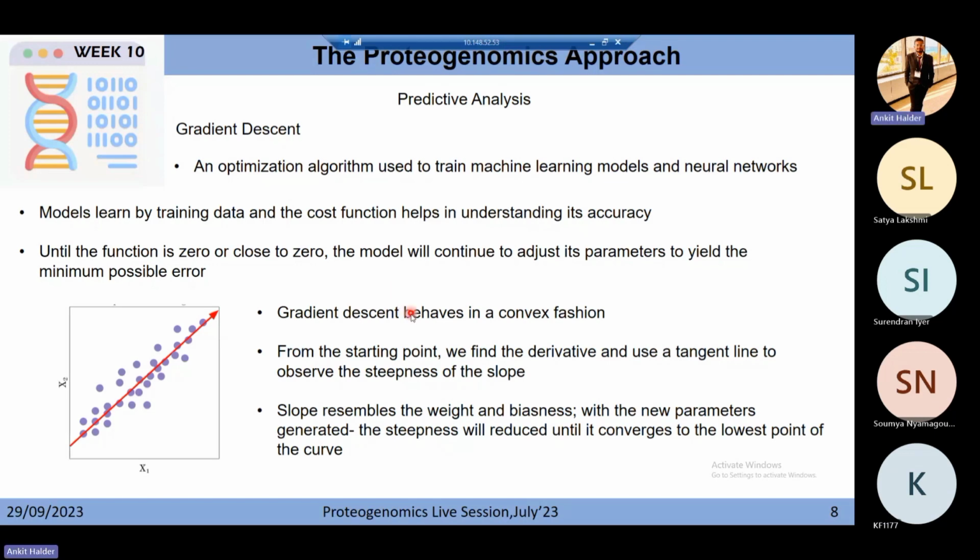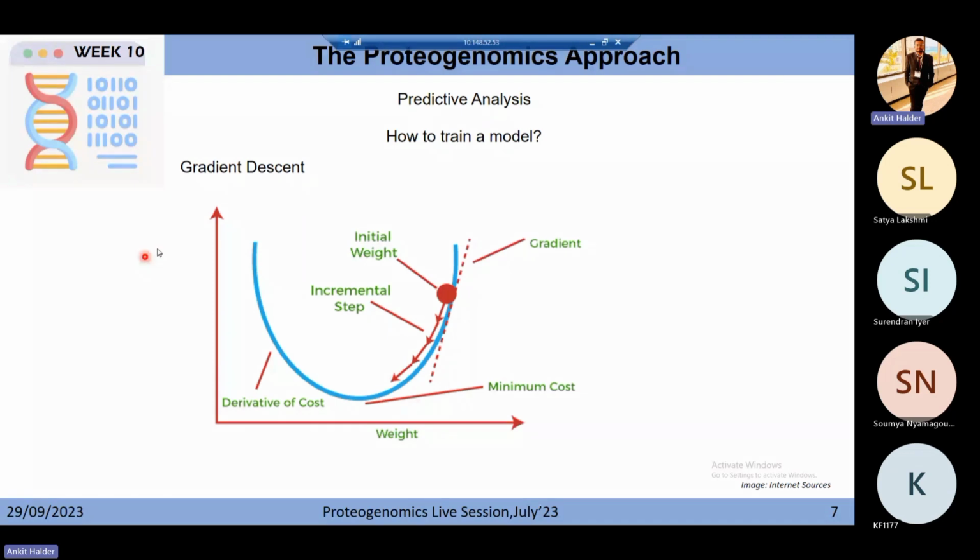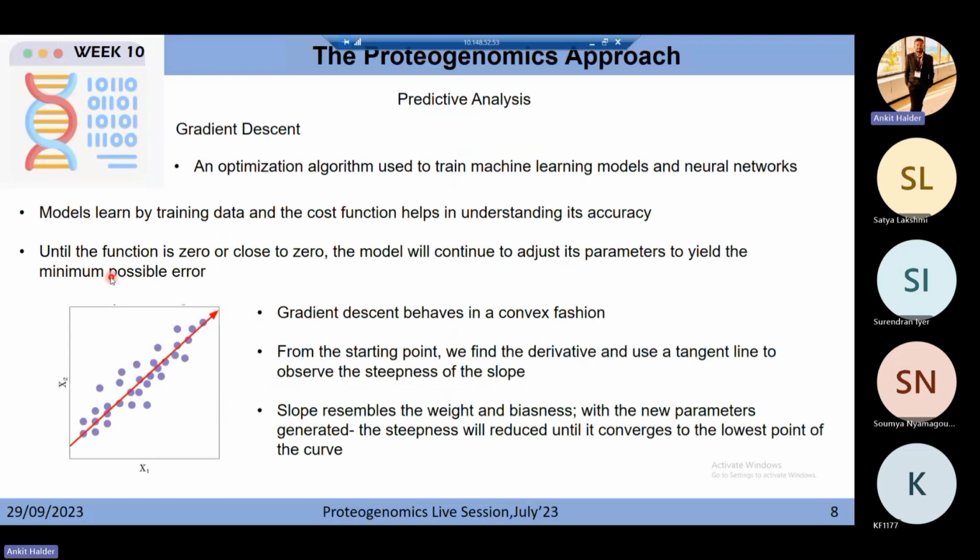Gradient descent behaves in a convex fashion, which means the function being written should be convex. When you take the derivative, in the initial stages the steepness of the slope will be high, and as you go on, increasing the weights and the incremental steps and parameters, you will find a local minima at some step, and ultimately we try to find the global minima. When the global minima tends to zero or close to zero, you will get the minimum possible error.